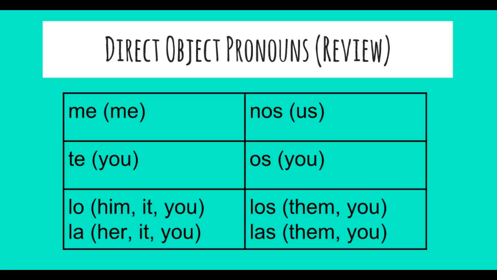And then when we get into the third person, to say him, it, or you, when you is referring to usted, we use lo. And that would be if usted was a male. If usted happened to be a female, then we would use the same form as her or it, which would be la. And then with the plural, we would use los or las for them or you. When you is referring to a group of males, it's los. When you refers to a group of females, it's las.